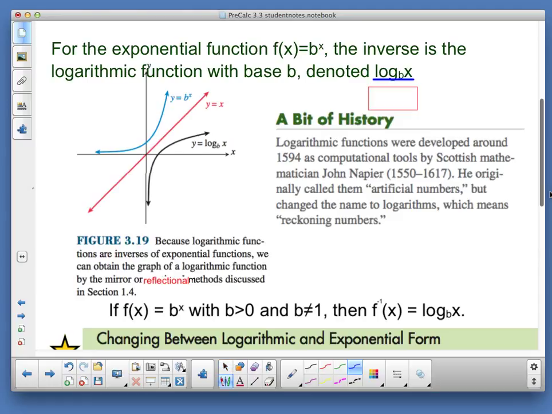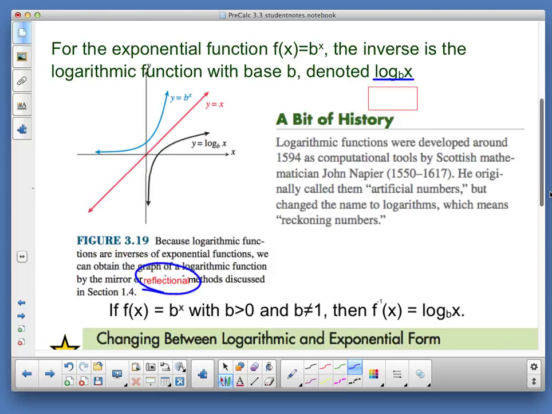Keep in mind, there is a mistake in your notes. We are talking about reflectional skills, not rotational skills. There's no rotation in this. It's a reflection across the y equals x line. I'm disappointed I didn't catch that. I was sitting eating my lunch and reading it, and I was like, well, that's wrong. This would be reflectional methods discussed in section 1.4.